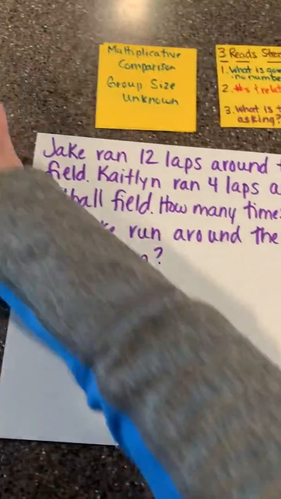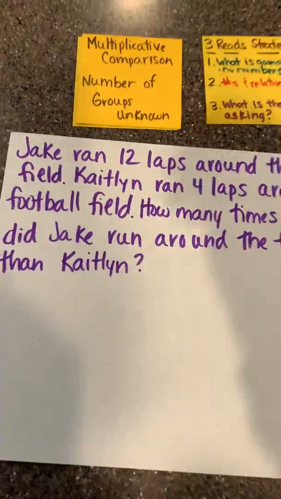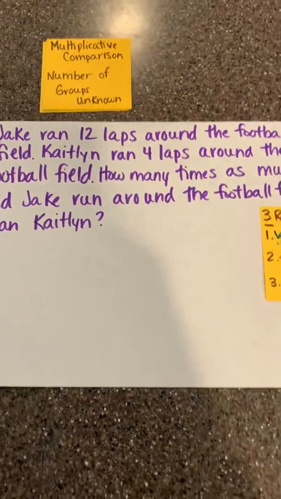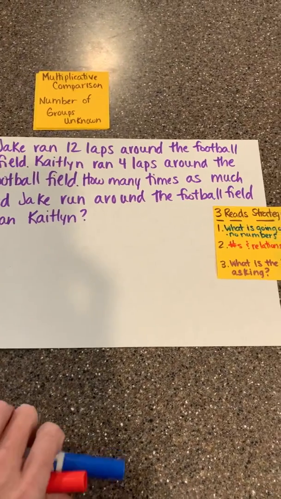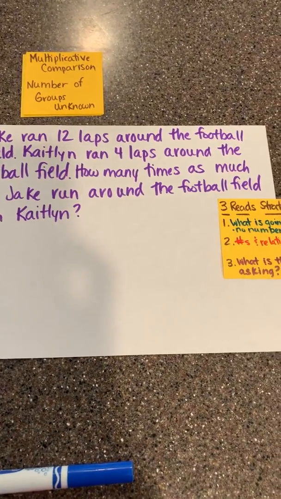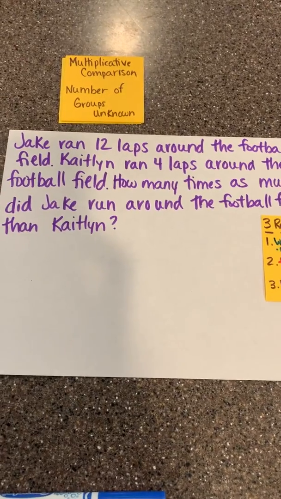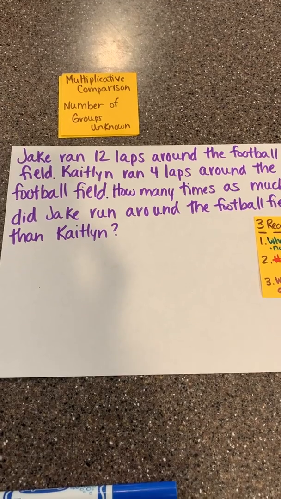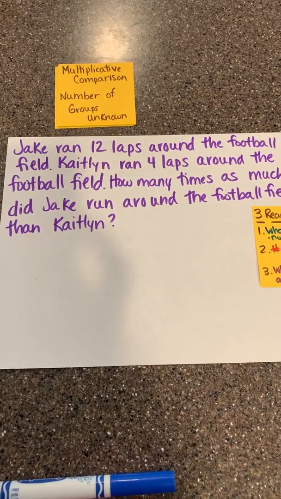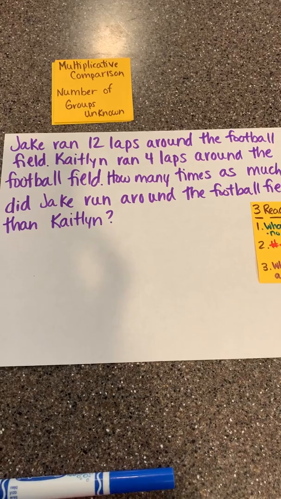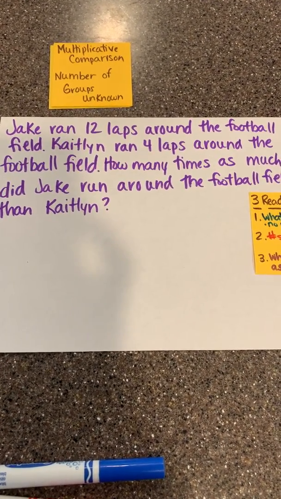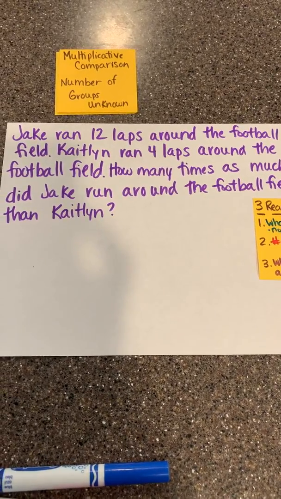So now for multiplicative comparison, number of groups unknown, we're going to reuse the 3-read strategy like we've been using. And we're going to look at the difference. So I'm just going to read the problem the first time for us just to notice the difference. Because remember, we had Jake ran 12 and his amount was 3 times greater than Caitlin. So here we have Jake ran 12 miles around the football field. Caitlin ran 4 laps around the football field. And remember, we're going to leave the question out the first time. So you can see there's a difference. We know how much Jake ran and how much Caitlin ran this time.